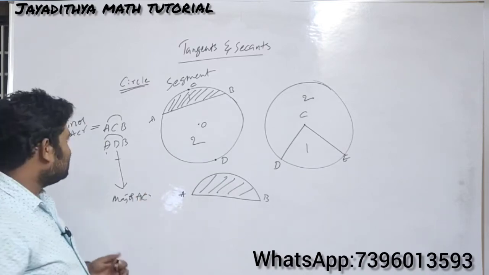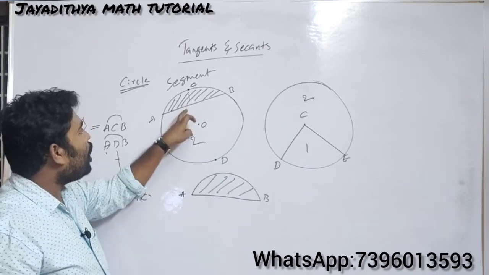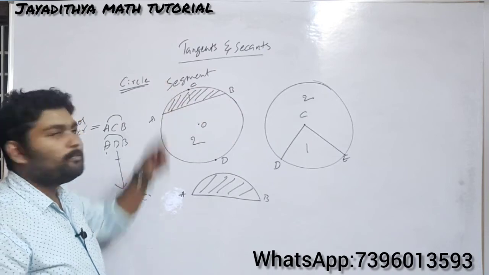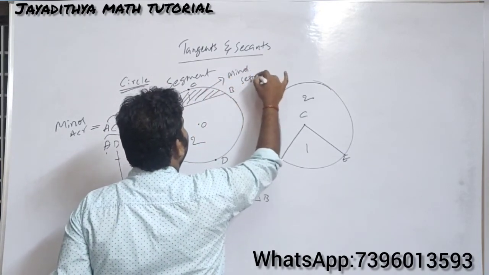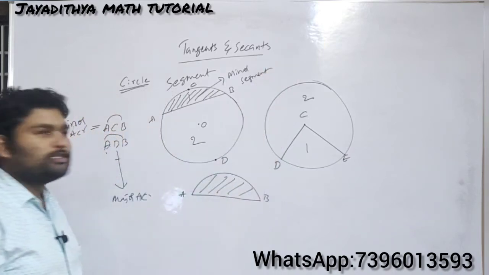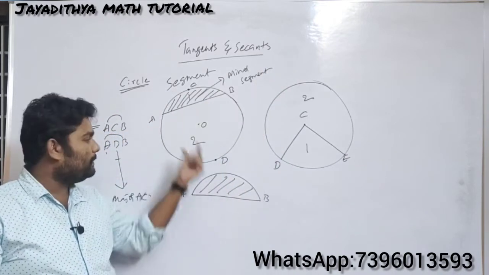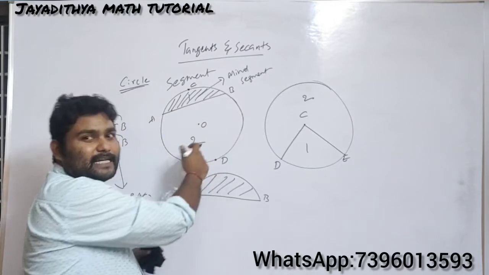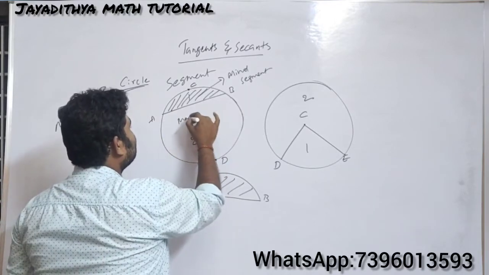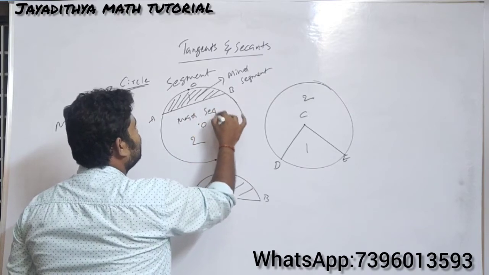Now you see the definitions here. The area enclosed by the chord and minor arc is known as minor segment. And the area enclosed by the major arc and the chord, this unshaded part, is known as major segment. This is major segment.